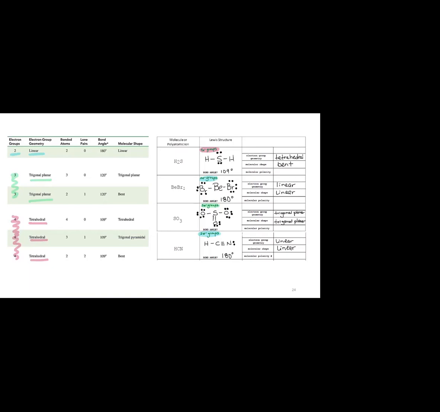And for 3 electron groups it is 120. Okay, so I just wanted to include the bond angle. Any questions before we move on to the next concept? Excellent.